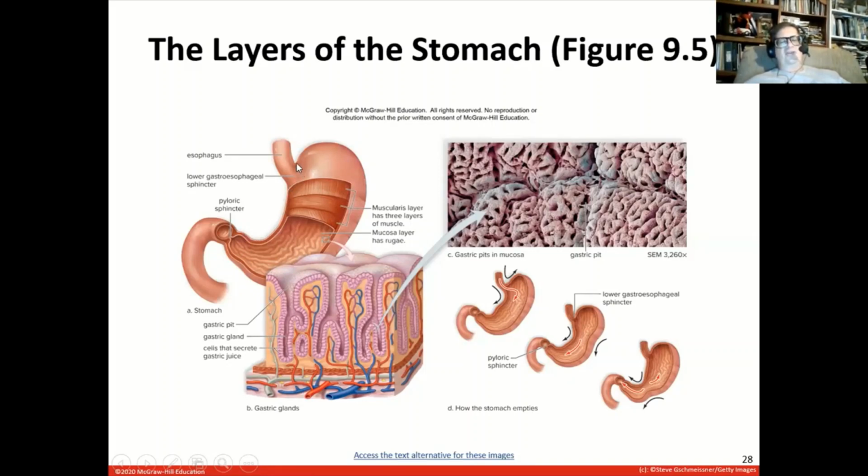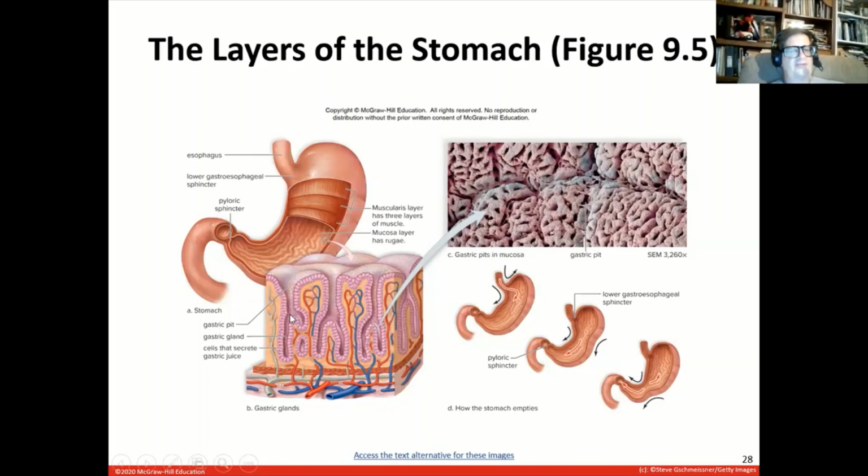This is where that lower esophageal sphincter is. Some people call it the cardiac sphincter because of heartburn when it fails. And that means that next to the fundus, this area right here is called the cardiac region. Anyway, so we've got that. Here we have a drawing of gastric pits.